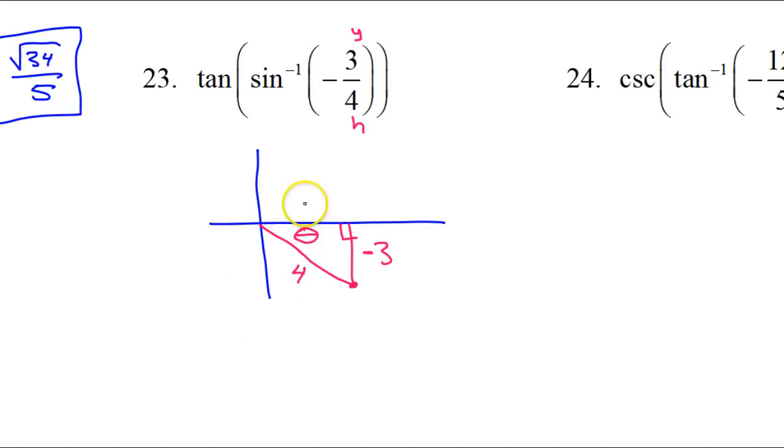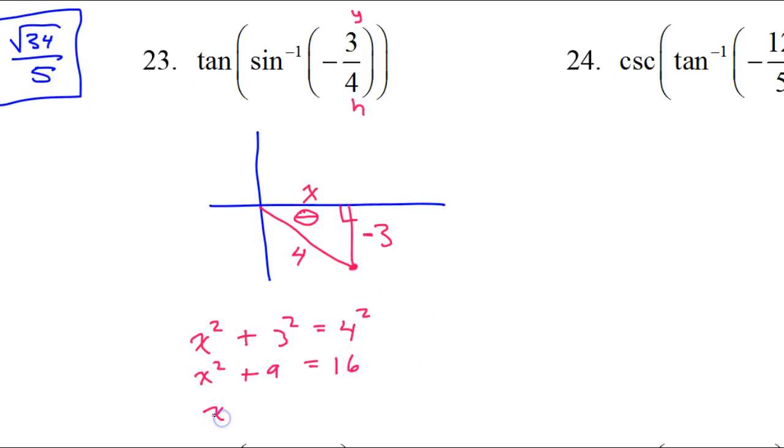So this is an x value that I'm looking for. So I'm going to go a squared plus b squared equals c squared. So I'm doing x squared plus 3 squared is equal to 4 squared. So x squared plus 9 is equal to 16. So x squared is equal to 7. So x is equal to the square root of 7. Okay, so we just found that this x value is actually radical 7. Positive radical 7, because it's going to the right.